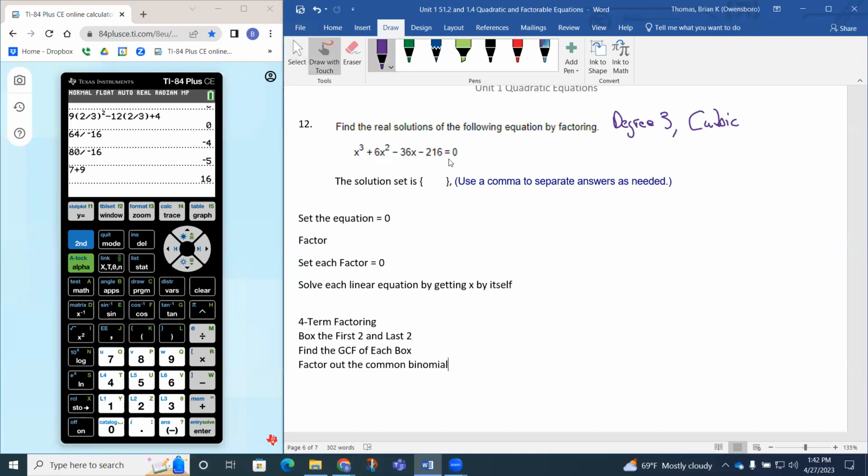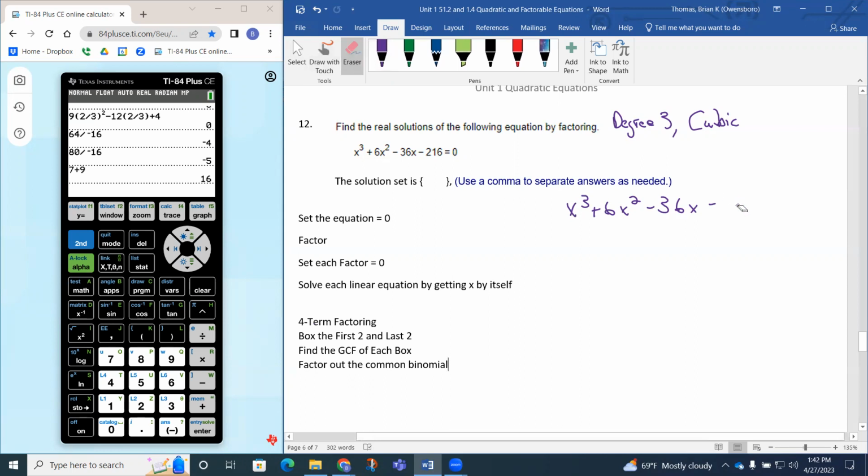So again, to solve an equation, from here on out, if it's a degree 2 or larger, we're going to be setting the equation equal to 0. That's going to be one of our easier strategies to do this. So since it's already set equal to 0, I'm just going to rewrite it. x cubed plus 6x squared minus 36x minus 216, and that's going to equal 0.